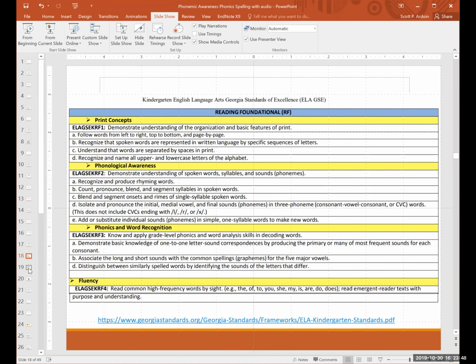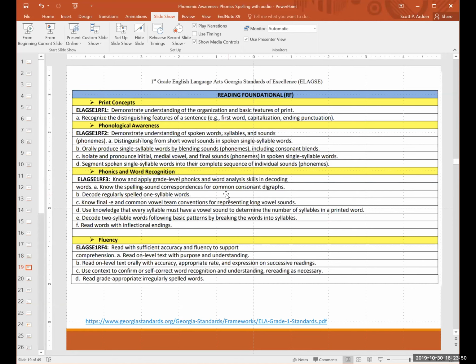We see even when we go into first grade, we still are looking at having phonemic awareness skills there. So orally produce single syllable words by blending sounds, including consonant blends. Isolate and pronounce initial, medial vowel, and final sounds in spoken single syllable words, again, I think that was on the previous one. And segment spoken single syllable words into their complete sequence of individual sounds. So that's a step further than we were going in that previous year.